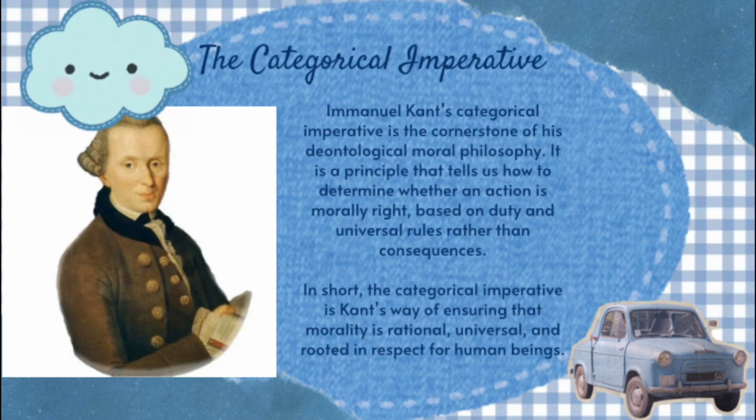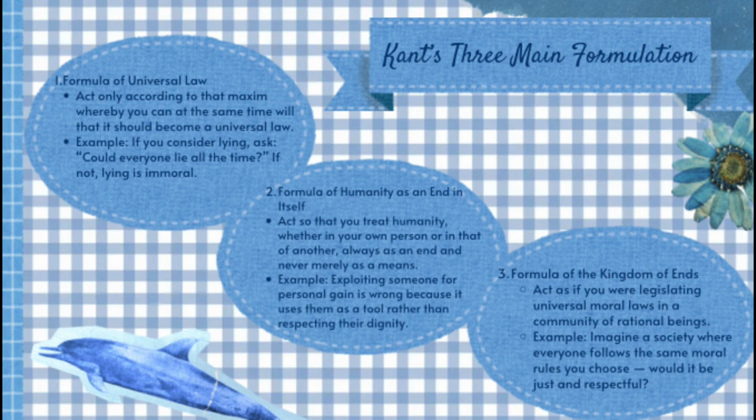For example, following school rules even when the teacher is not around. Respecting others because everyone deserves respect. Kant's three main formulations. Formula of universal law. Act only according to that maxim whereby you can at the same time will that it should become a universal law. Example, if you consider lying, ask, could everyone lie all the time? If not, lying is immoral.